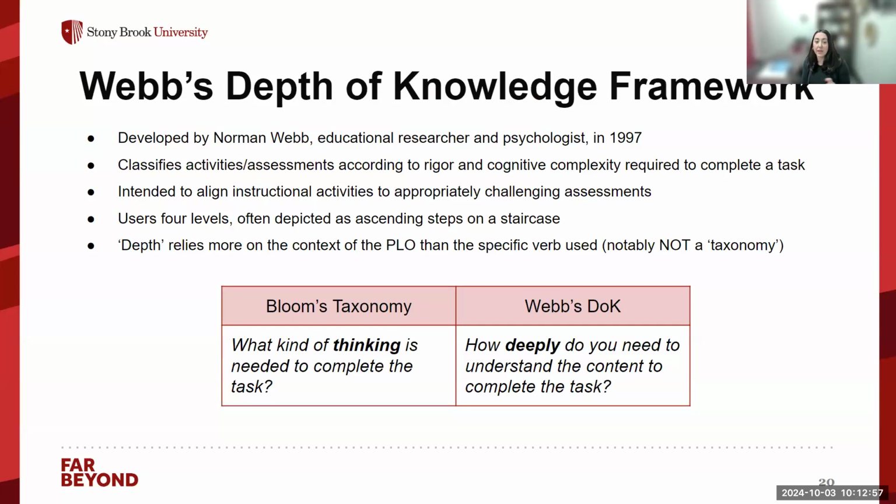And it was originally intended to align K through 12 standards to appropriately challenging assessment methods. It uses 4 main levels, which are often depicted as an ascending staircase. The real key to Webb is that the depth is more focused on the context of that learning objective statement rather than that operative verb. So compared to Bloom's, what kind of thinking is needed to complete the task? And then Webb's, how deeply do you need to understand the content to complete that task?